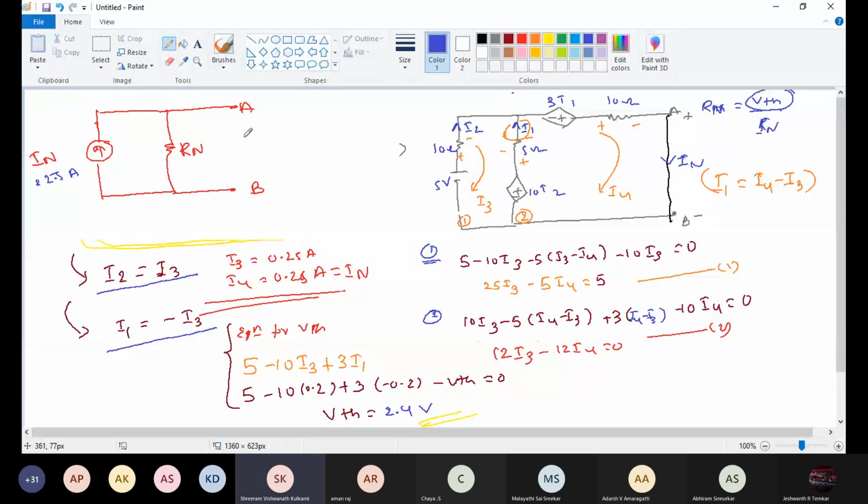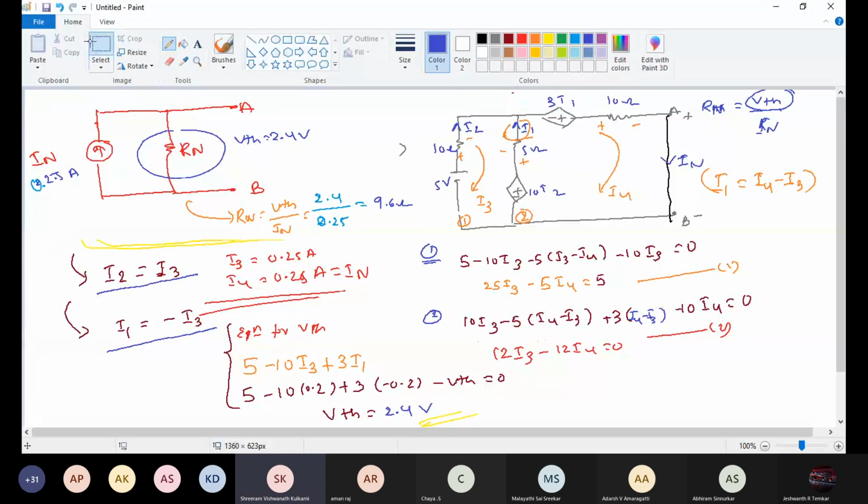We know this open circuit voltage VTH is 2.4 volts. Now we need to calculate this RN. RN is equal to VTH divided by IN, that is 2.4 divided by 0.25. That is 9.6 ohm.